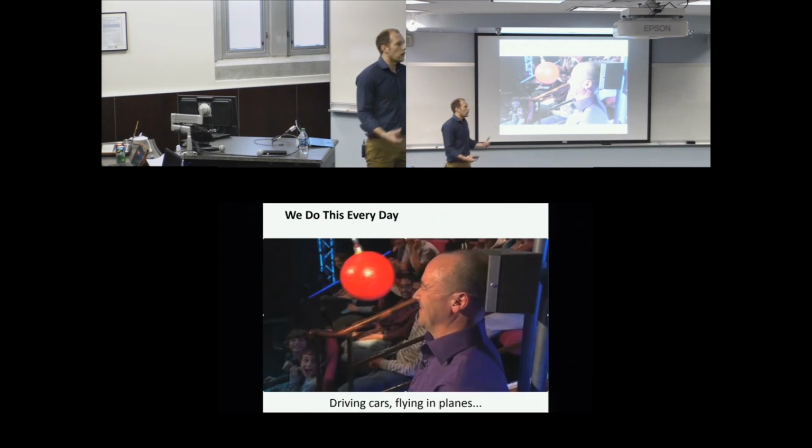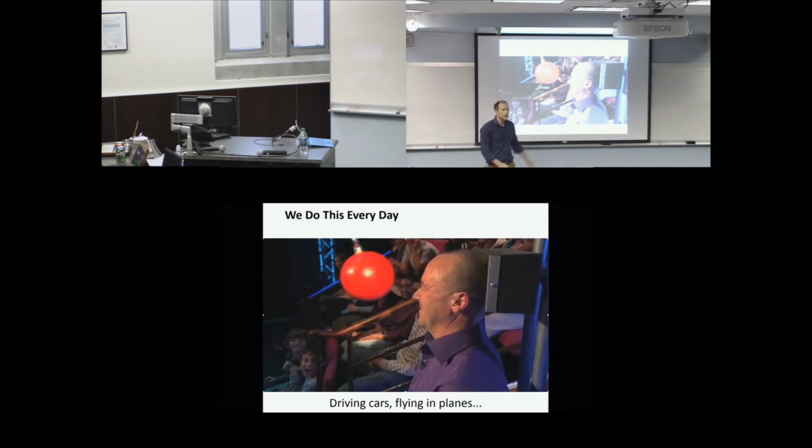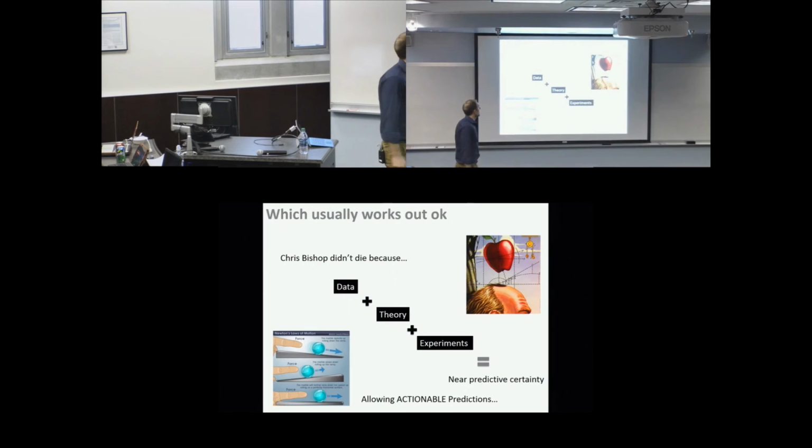But we don't all pull bowling balls back to our head and let them go every day just to prove things. But we do this every day. We drive in cars. We fly in planes. We use strong models to make actionable predictions, right? So Chris Bishop, that's that guy's name, he didn't die because we have a strong body of data, theory, and experiments that gives us near predictive certainty about what was going to happen in that.